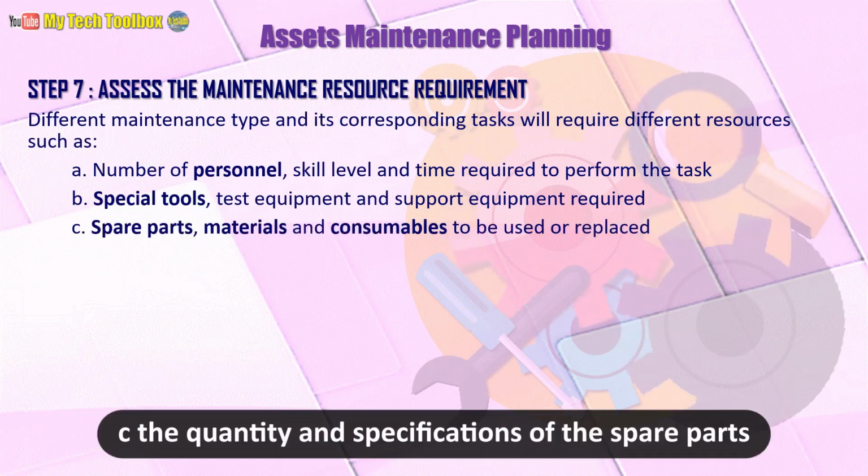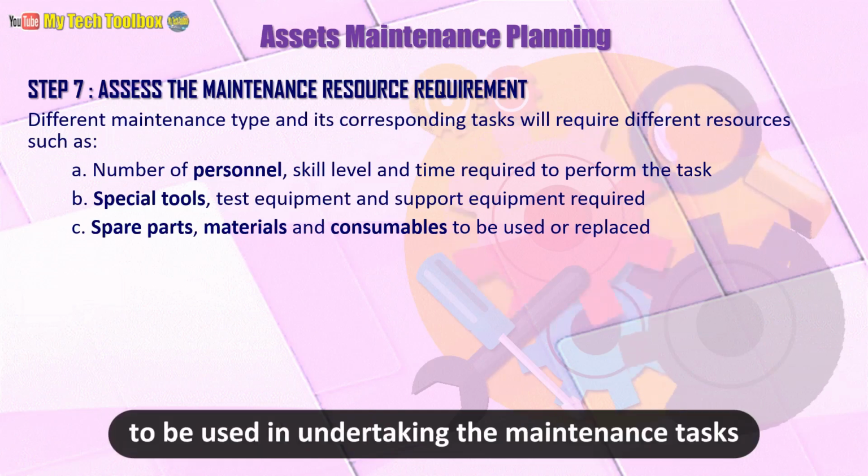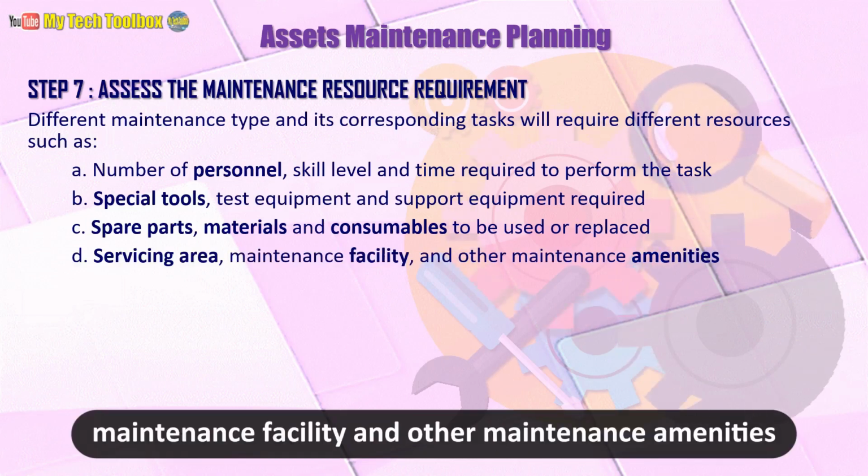C. The quantity and specifications of the spare parts, materials and supplies, consumables, and other materials to be used in undertaking the maintenance tasks. D. Servicing area, maintenance facility, and other maintenance amenities.